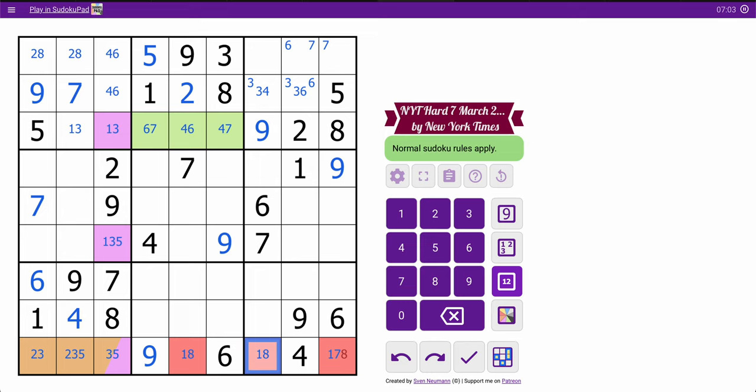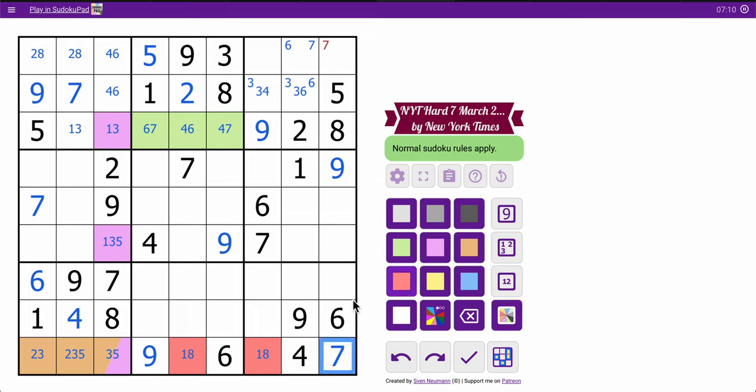I know anything from it? Oh, yes, I do. Those both see 7. That one has to be. I didn't even need to mark that. Silly me. Okay.